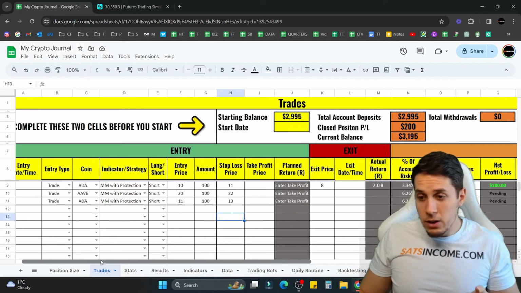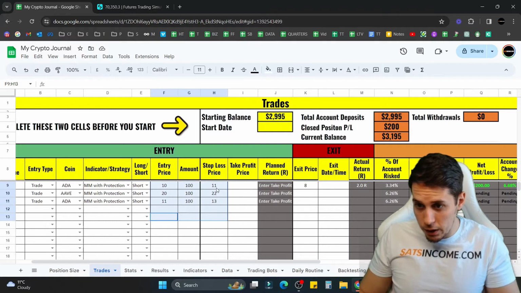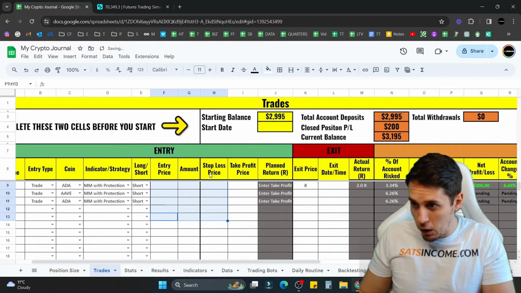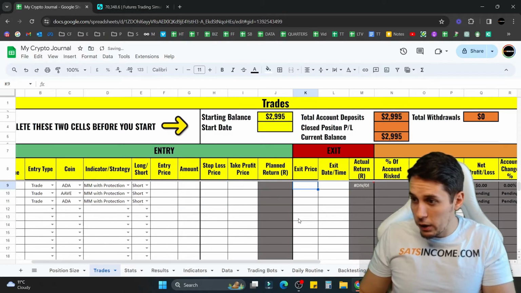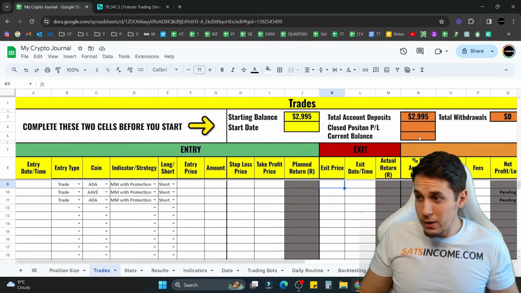The second thing that you have to do is to delete these sample trades which are in the journal, right? So you're going to delete the entry price, the amount and the stop loss price. You're going to delete the exit price. And you do that in order to start fresh, right? You want to start with a journal that has no data in it, right?